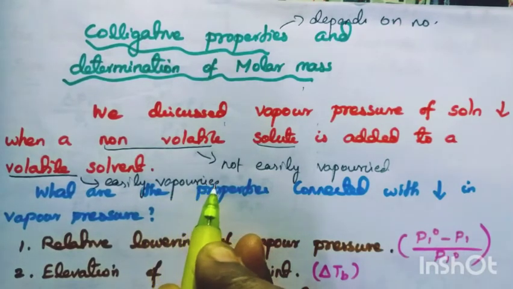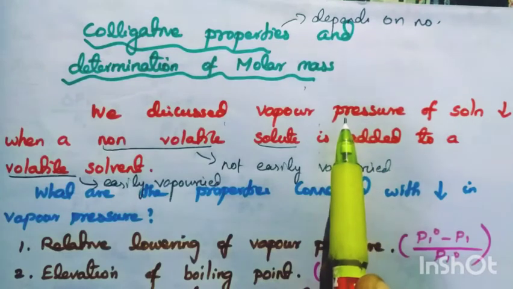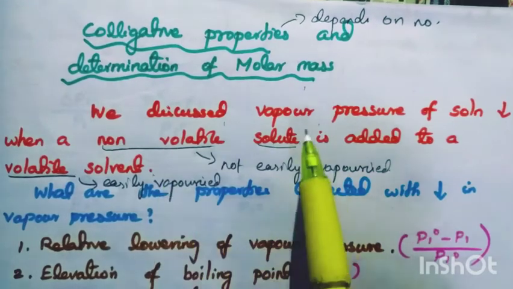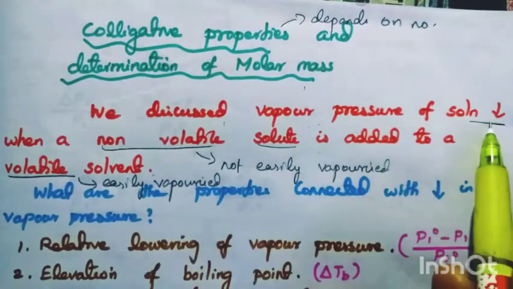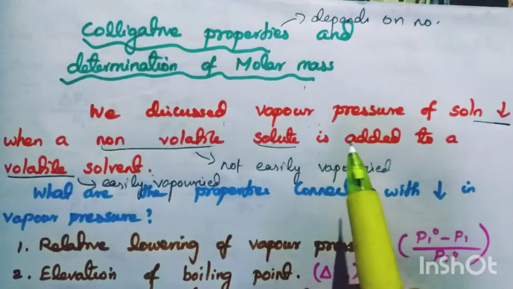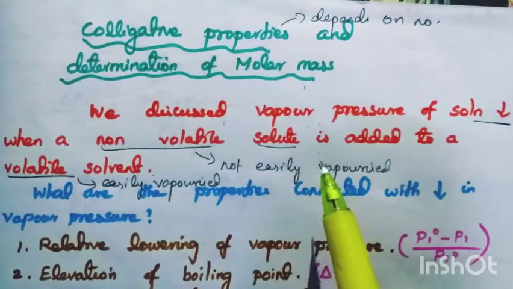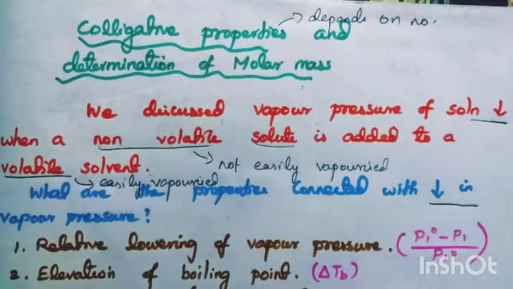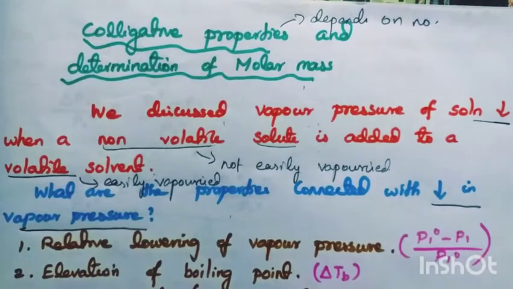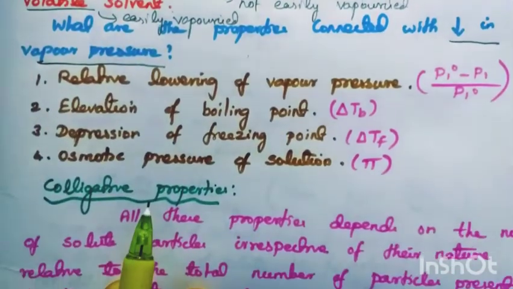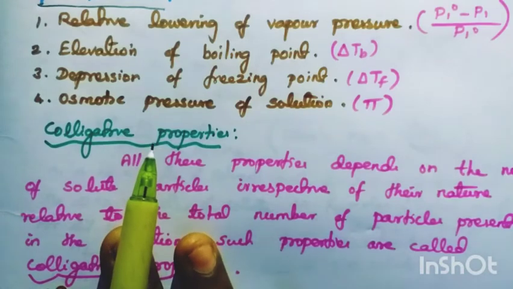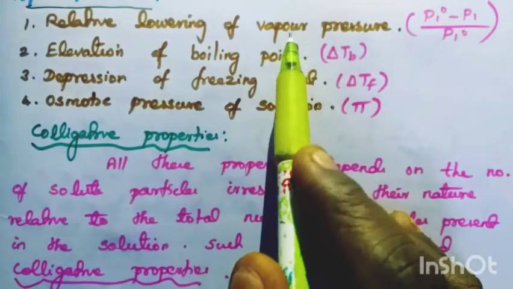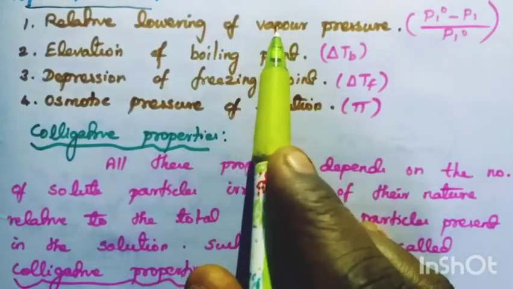So what happens when a non-volatile solute is added to a volatile solvent? The vapor pressure decreases. That is our concept we already discussed. Now, what are the properties connected with the decrease in vapor pressure? There are 4 properties we are going to discuss. First one is relative lowering of vapor pressure, that is, the decrease in vapor pressure.